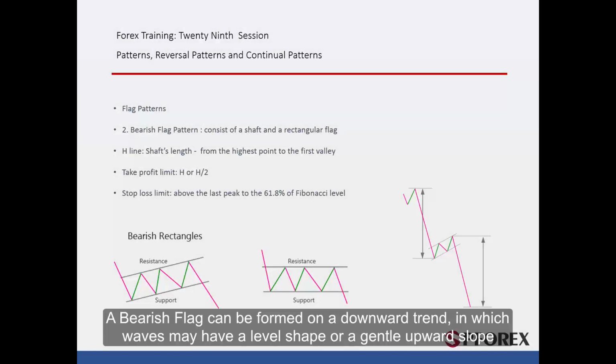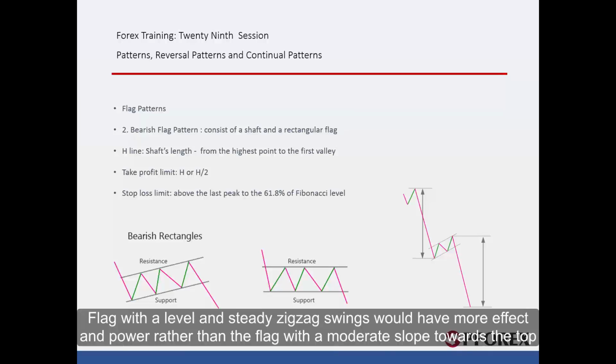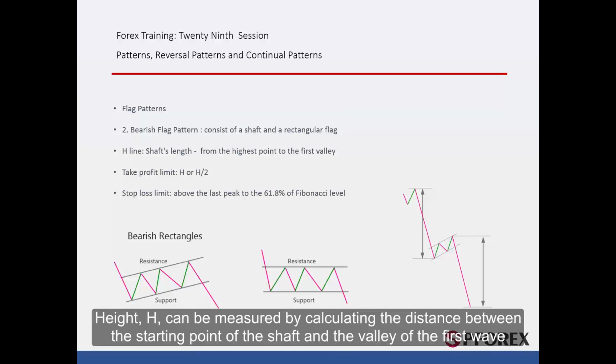A bearish flag can be formed on a downward trend, in which waves may have a level shape or a gentle upward slope. A flag with level and steady zigzag swings would have more effect and power rather than a flag with a moderate slope towards the top. Height, H, can be measured by calculating the distance between the starting point of the shaft and the valley of the first wave.